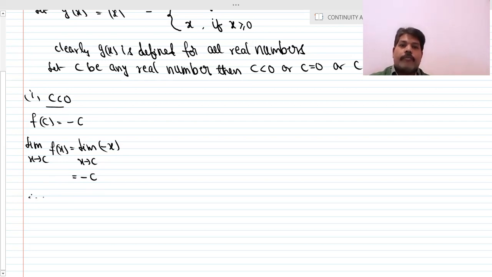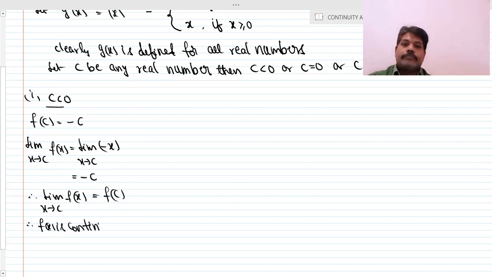Therefore, the limit as x tends to C of f of x is equal to f of C. So f of x is continuous for all x such that x is less than 0.